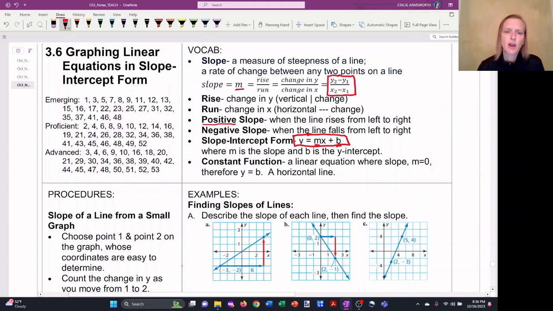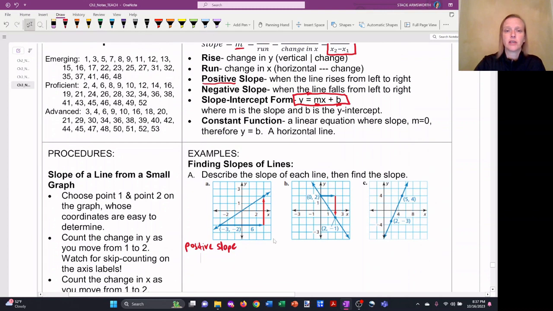So here I would describe this as having a positive slope, because as I go from left to right, I go up the hill. The line rises from left to right. Now that I've described the slope of the line, now I'm going to find the slope. I'm going to actually calculate the rise divided by the run.